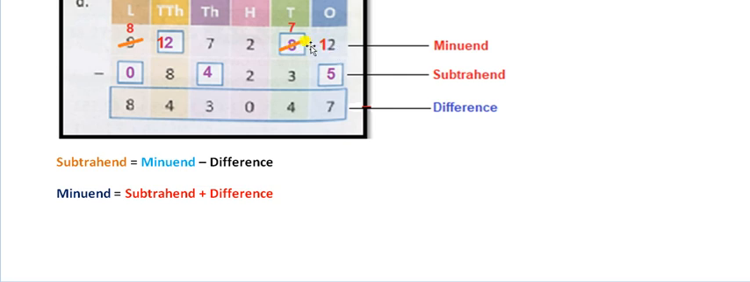Now you can check it. When 2 borrows 1 from 8, 2 becomes 12. Here 8 will have one number less, so it becomes 7. Now you can check it. 7 minus 3. When we subtract 3 from 7, we get 4. Yes, it is correct. 2 minus 2, 0.